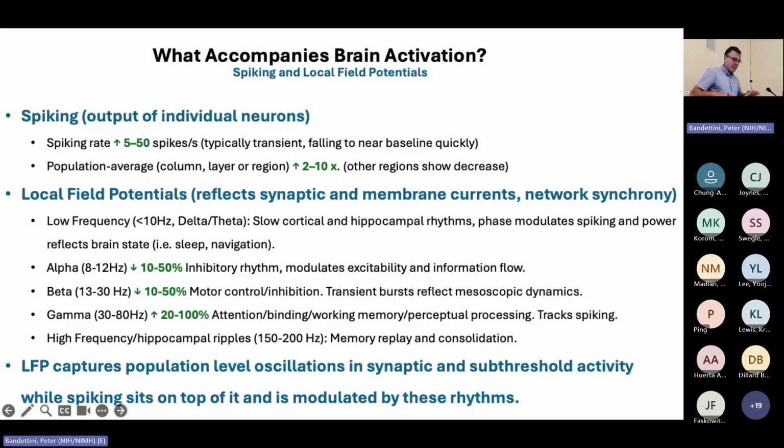And they basically inhibit motor control, or they are involved with motor control. So transient bursts reflect mesoscopic dynamics, like intermediate length dynamics. Gamma frequencies, what we're probably most familiar with, are during wakefulness. If you're attending to something, if you're doing a complex task, you usually have gamma frequencies, 30 to 80 hertz.